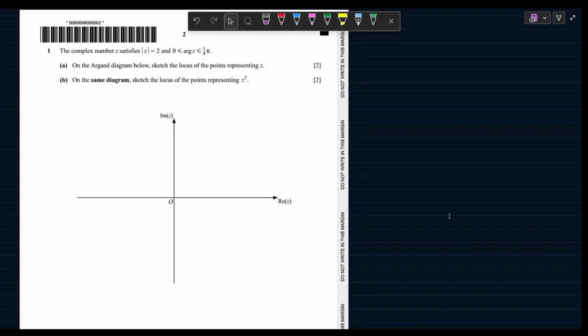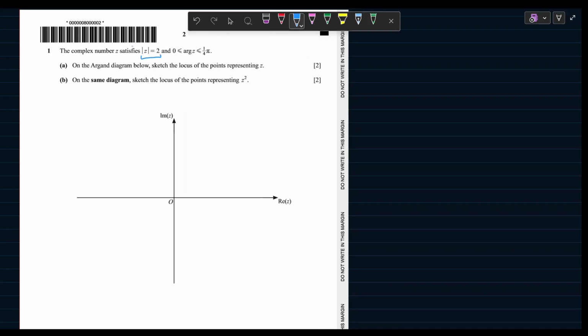Question number 1. Complex number z satisfies the modulus of z is equal to 2 and arg z is between 0 and a quarter pi. Part A. On the Argand diagram below, sketch the locus of the points representing z. So let's start with this equation here. The modulus of z is equal to 2.